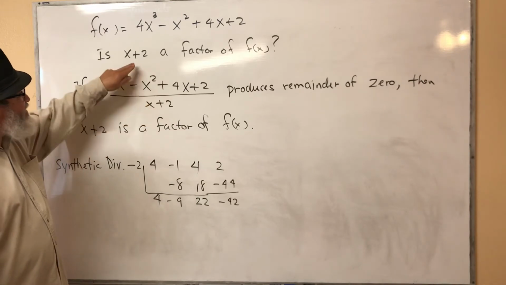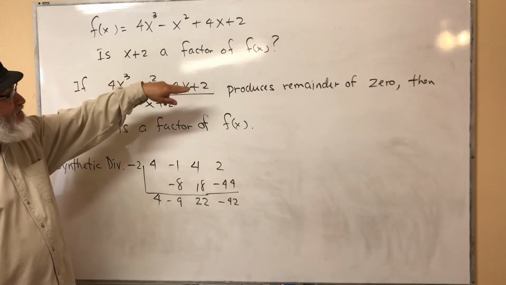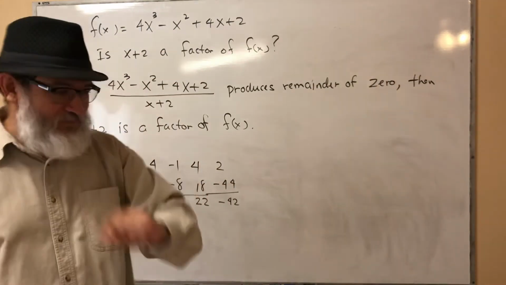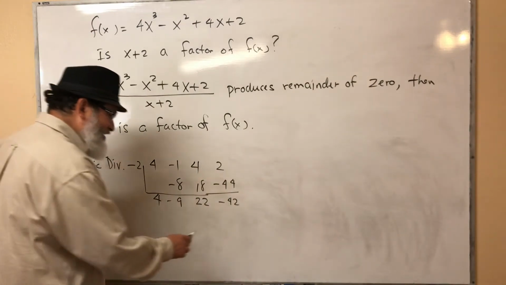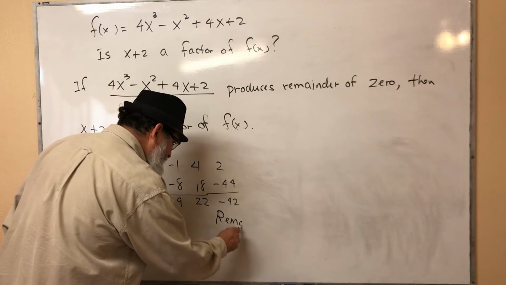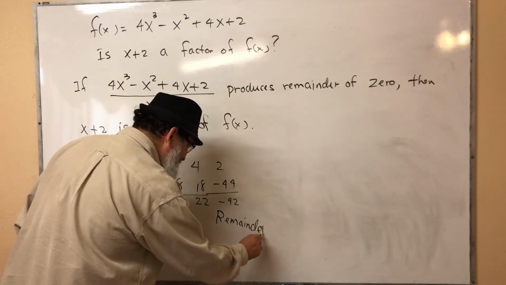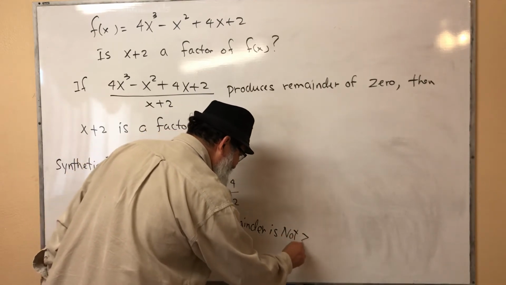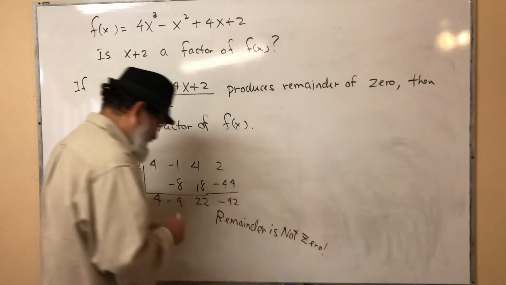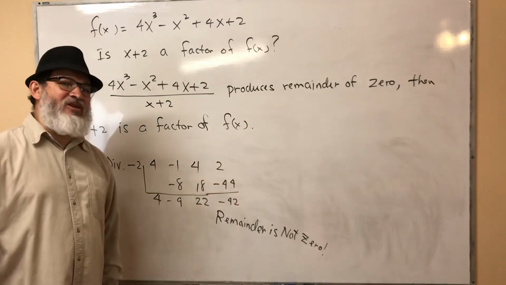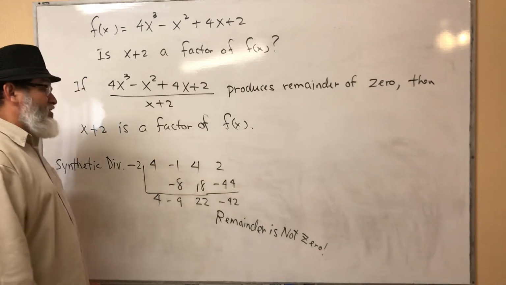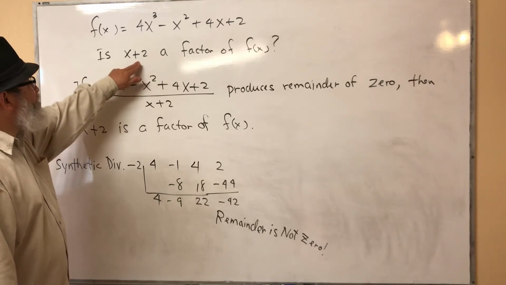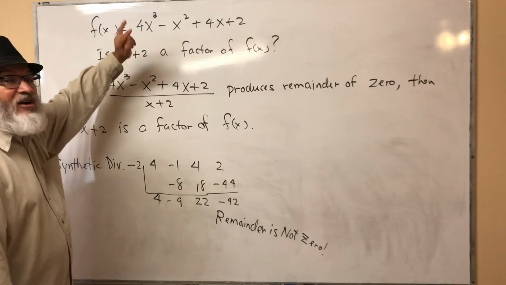So the question is, is x plus 2 a factor of f of x? The answer is no. Why? Because the remainder is not 0. Instead, the remainder is negative 42. So the answer is no. This is not a factor. x plus 2 is not a factor of this function.